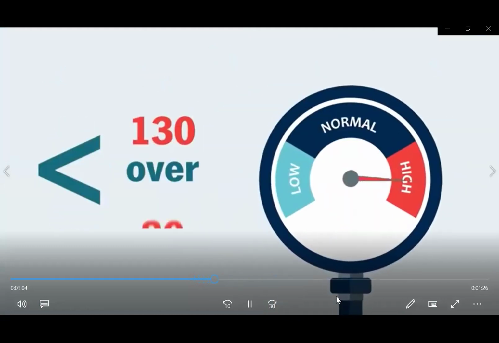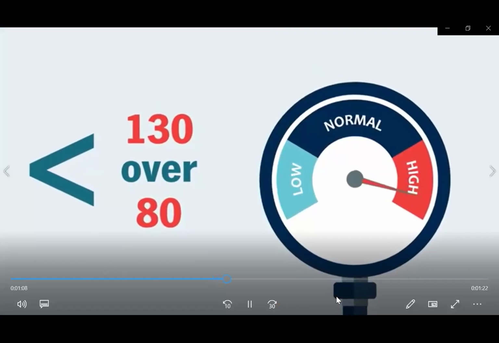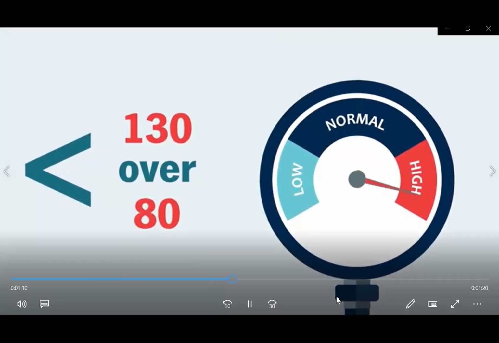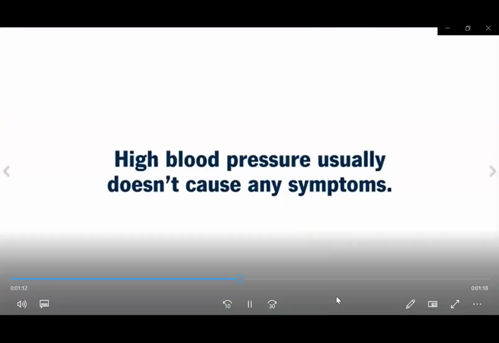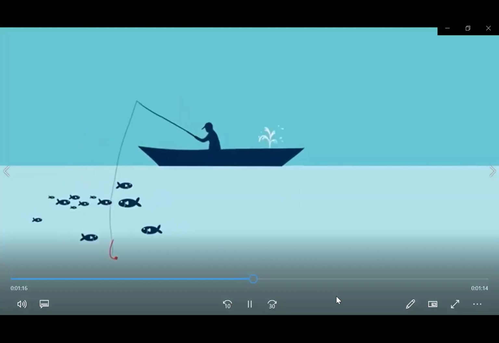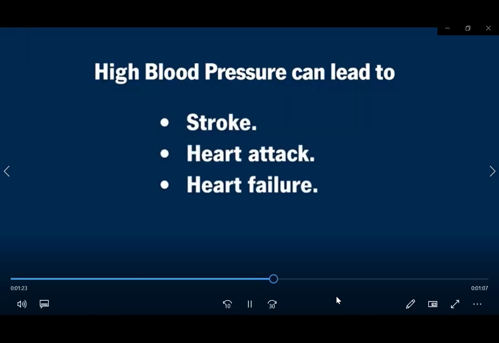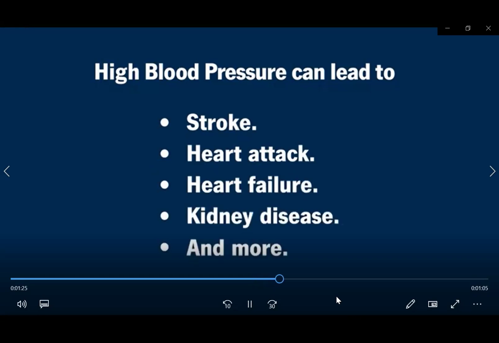If your top number is higher than 130 or your bottom number is higher than 80, you could be living with high blood pressure. High blood pressure usually doesn't cause any symptoms, but it can do major damage long before you notice anything is wrong. High blood pressure can lead to stroke, heart attack, heart failure, kidney disease, and more.